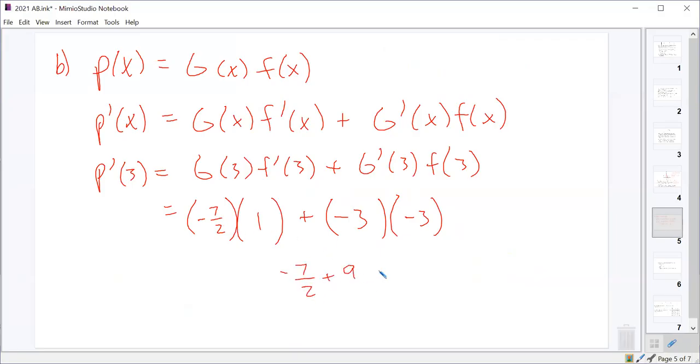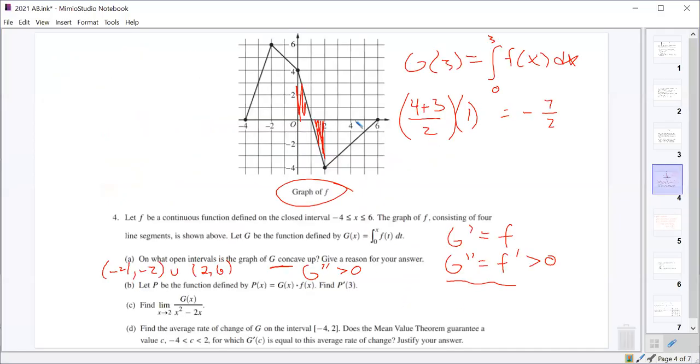plus 9, which ought to be what, 11/2? Yeah. Because it's below the x-axis. So anytime you take an integral below the x-axis, the value can be negative. That's why this top red triangle and this bottom red triangle cancel out, because the top one's positive, the bottom one's negative.